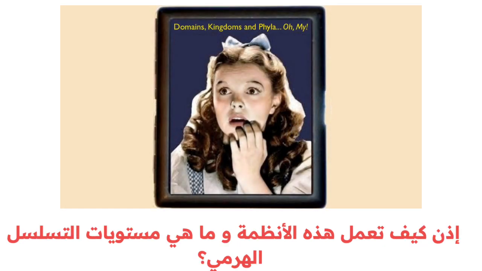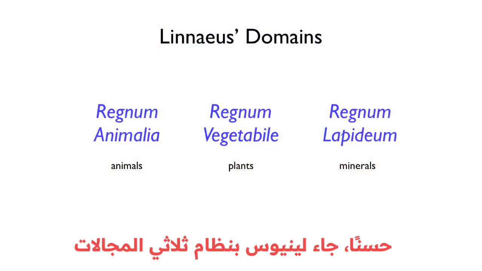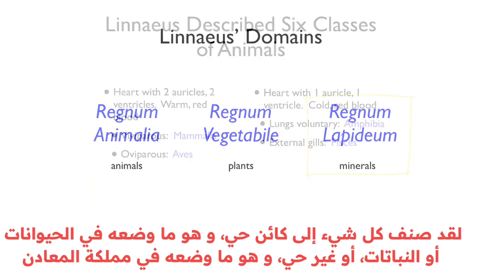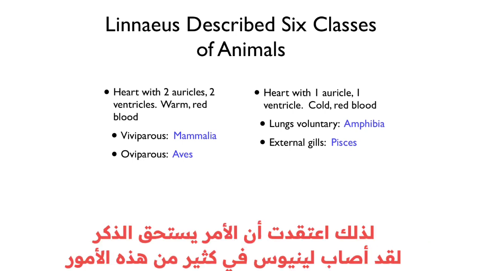So how do these systems work, and what are the levels of the hierarchies? Well, Linnaeus came up with a three-domain system. He classified everything as being either alive, which he put in animals or plants, or not alive, which he put in the kingdom of minerals. He had then 6 classes of animals, and I listed these because many of these groups are still in use today. So I just thought that was worth mentioning.